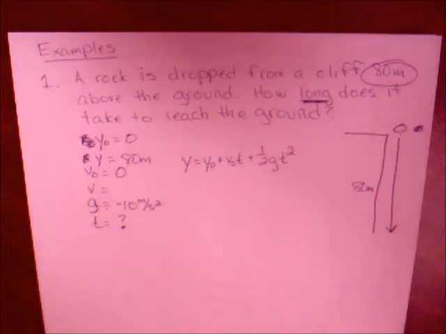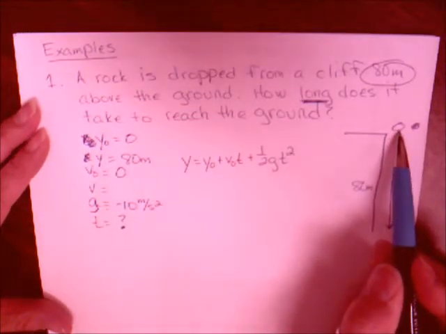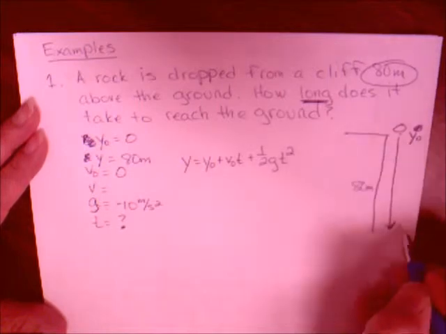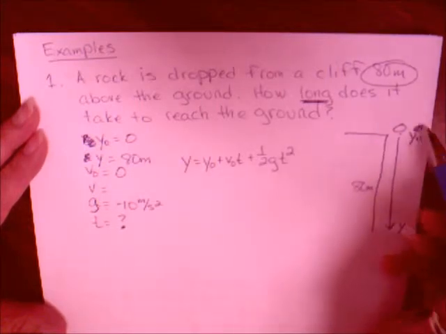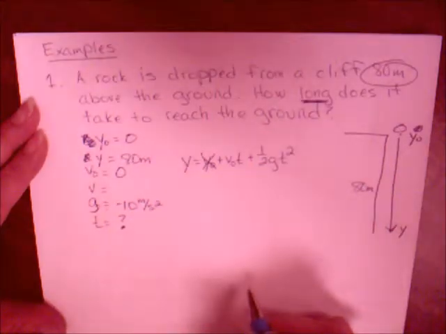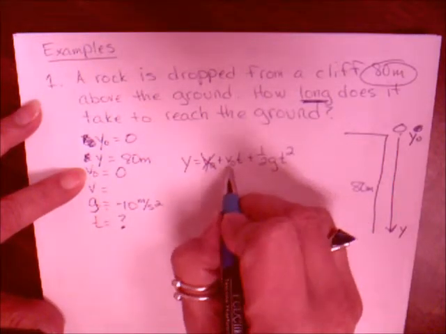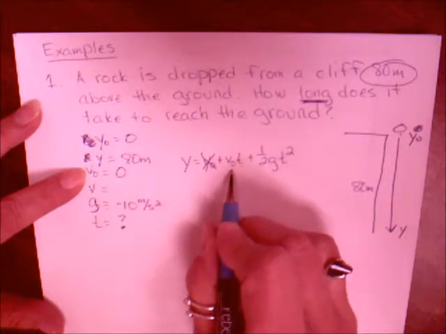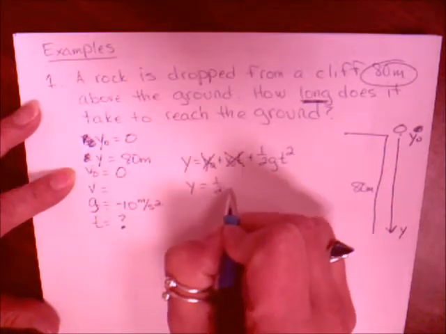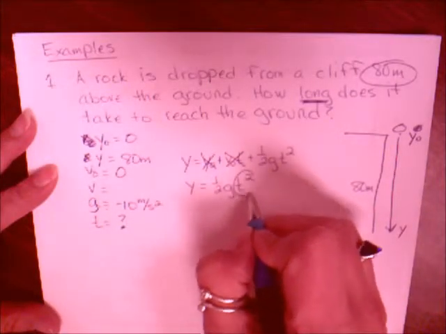squared. Now the really cool thing about this is that because y naught is here, where we drop the rock, and y is down here, and y naught we're assuming is 0, this term cancels out. Now v naught, it was dropped from rest, so our initial velocity is 0, and anything times 0 is 0. So this term cancels out, so we only have y equals 1/2 gt squared left, and we are solving for t.